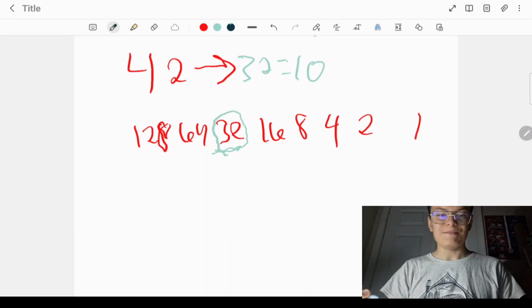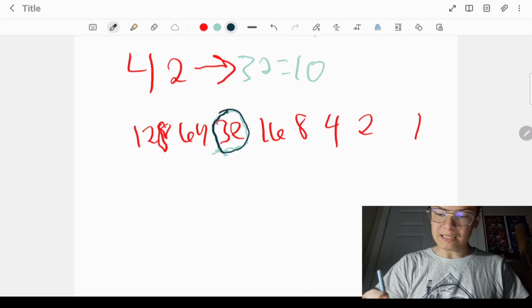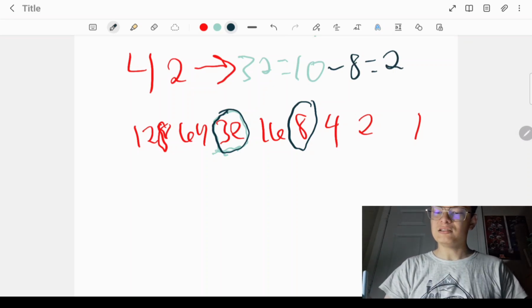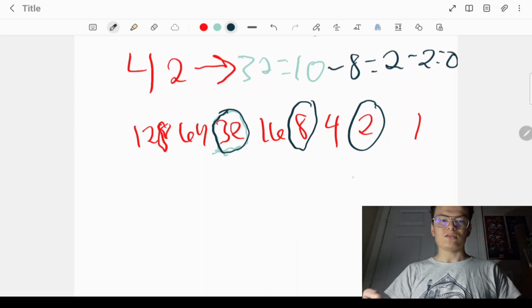So we got 10, right? So now let me circle it so I make sure that I mark it. Let me do a different color. So now we gotta go somewhere without going over 10, which is 8. So we subtract 10 minus 8, which is 2. And now to solve this, we gotta do 2 minus 2, which is 0. Okay, so that's how you convert it.